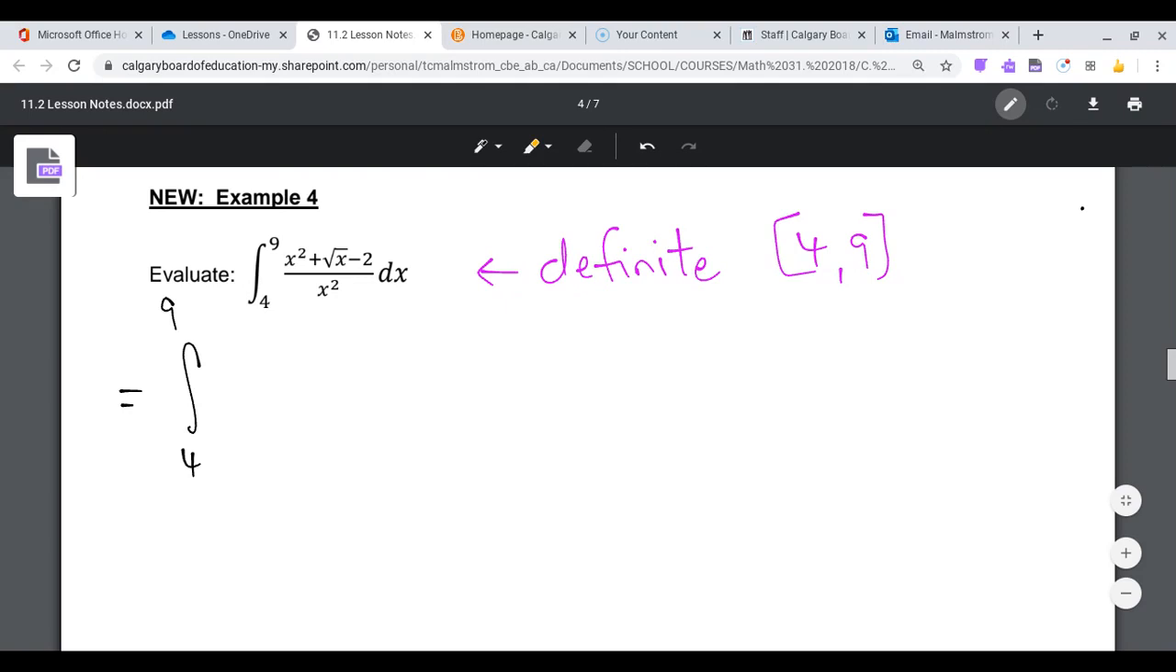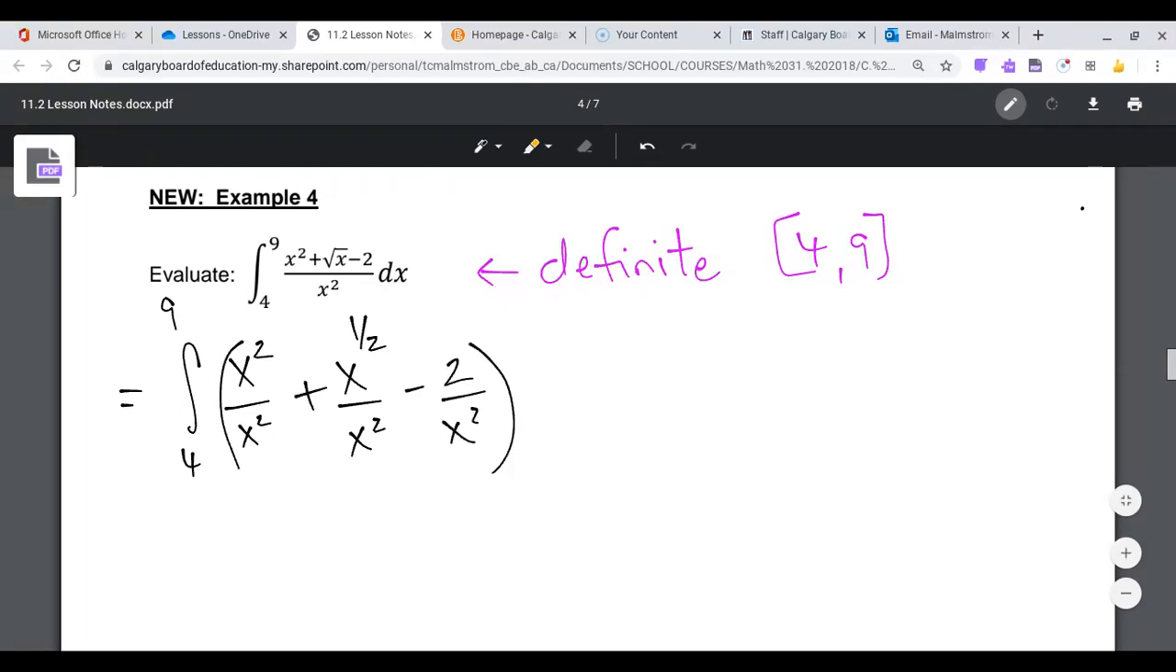Don't drop that. It's like, don't drop the limit symbol, okay? So what I'm going to do is I'm going to give each of these their own denominator of x squared to start with. And the root of x I'm going to write as x to the half over x squared minus 2 over x squared dx. And then I could actually tidy that up. So x squared on x squared is 1 plus x to the half on x squared.